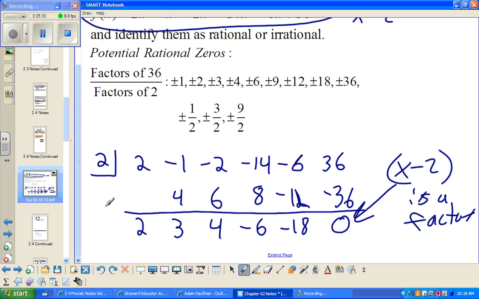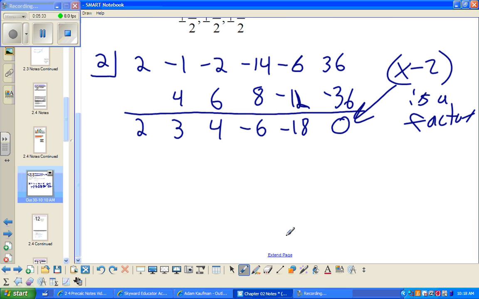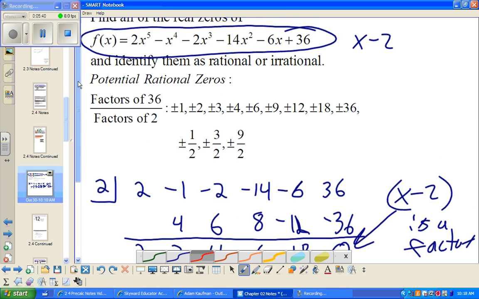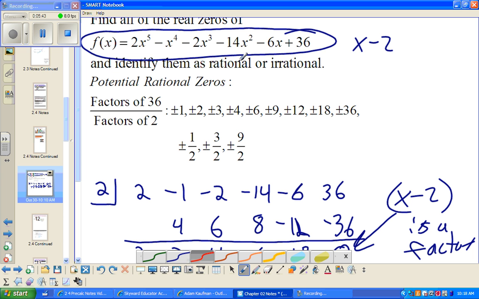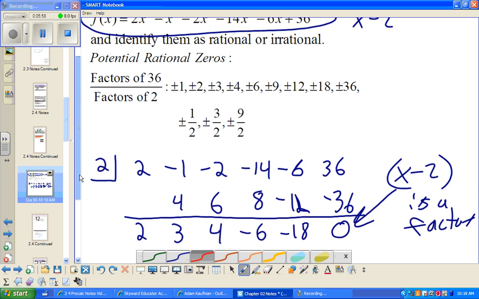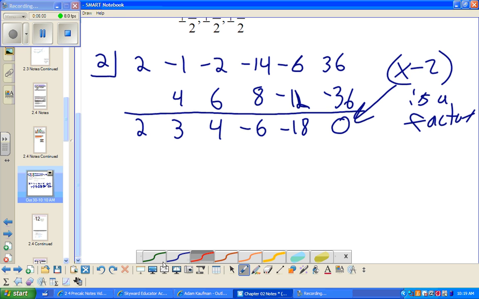So now from there, what I'm going to do is rewrite this. What I have now found is this function that I had before, 2x to the fifth minus x to the fourth minus 2x cubed minus 14x squared minus 6 plus 36, that can be rewritten. Since I factored out a first degree binomial, the result that I have down here is going to be 1 degree less than this. So this is going to be a fourth degree polynomial. What that means to me is this represents my fourth degree polynomial.